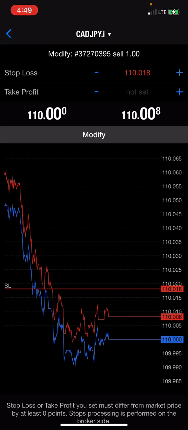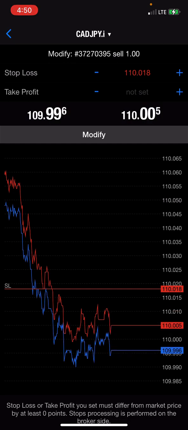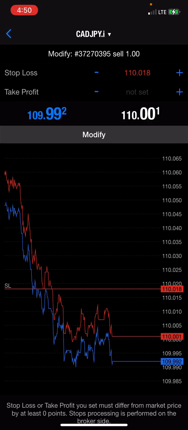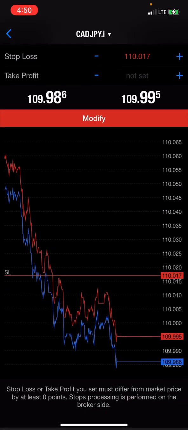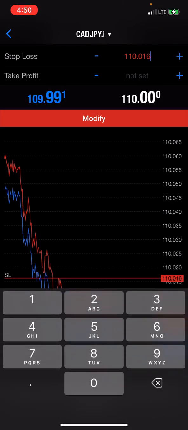But I got my stop loss in place. I just need to have my take profit together, and I can go to sleep now. My work is done. I can go to modify my stop loss.